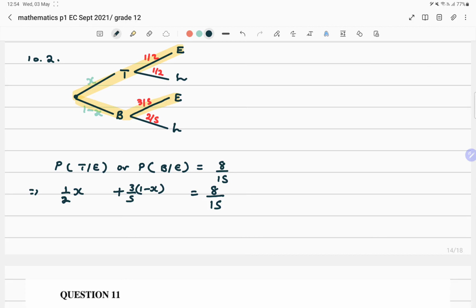Great. So now our work is a bit easier. So this is basically a half of x plus this is 3 over 5 minus 3 over 5x equals 8 over 15. Okay, we can just try and create some working space right here.